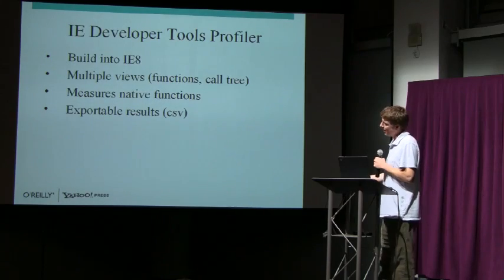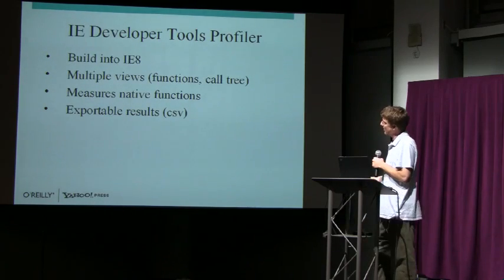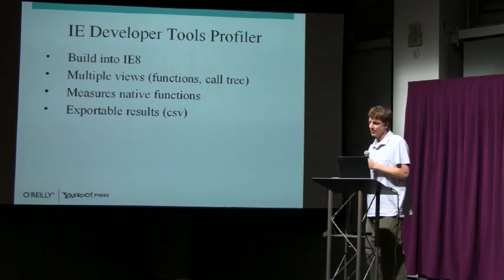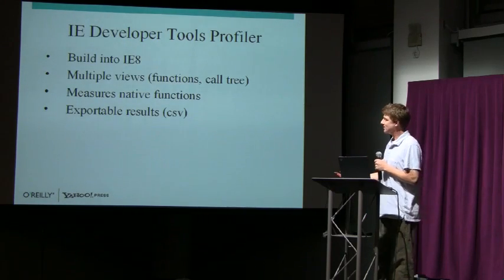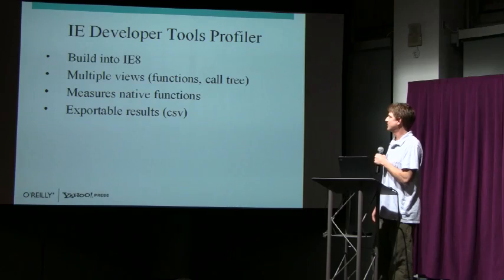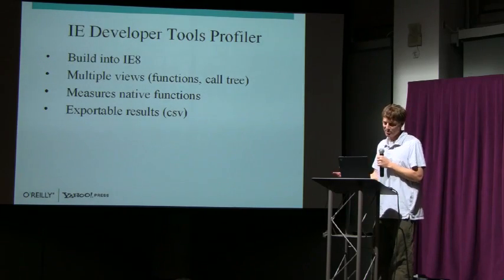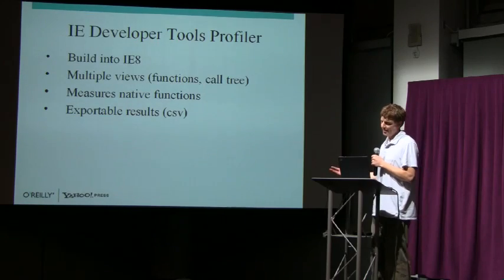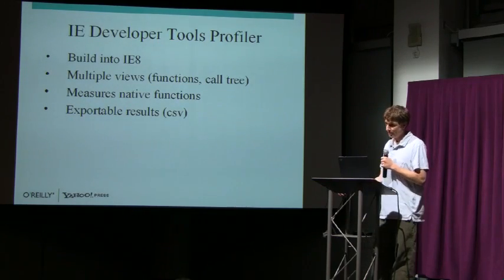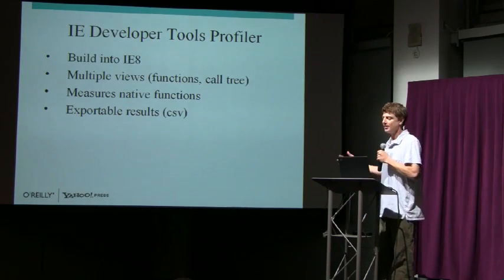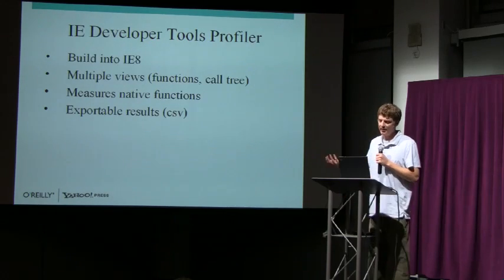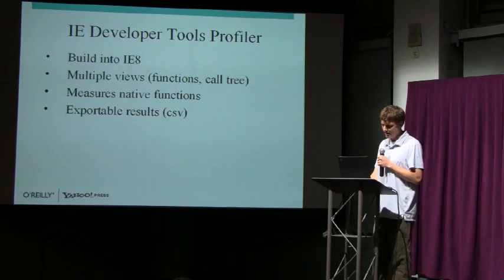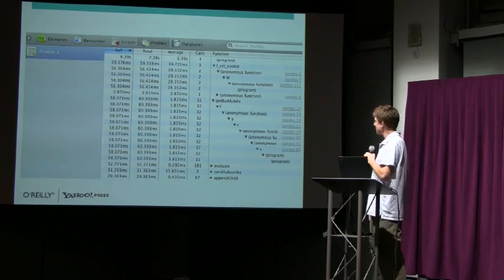Oh, and additionally, I didn't mention this. Yeah, it'll also measure native functions if you're wondering, for example, what's faster, concatenating strings or array join. You could measure stuff like that. And additionally, you can export these results. So, for example, if you want to collect a bunch of results over time and then plot them on a chart or something like that, it's really easy to do with the export feature.